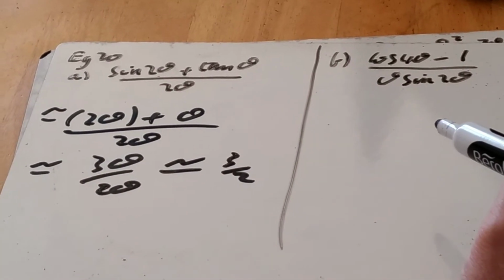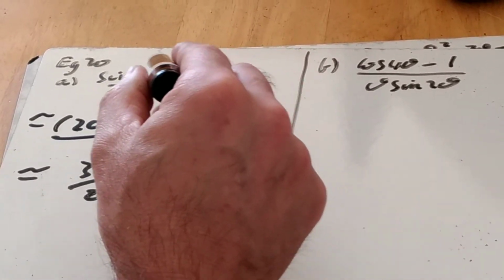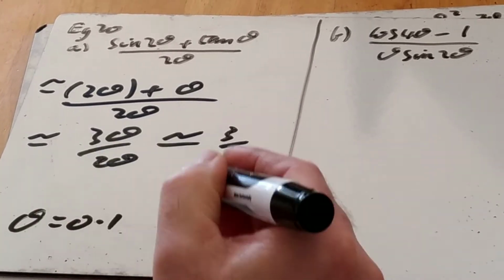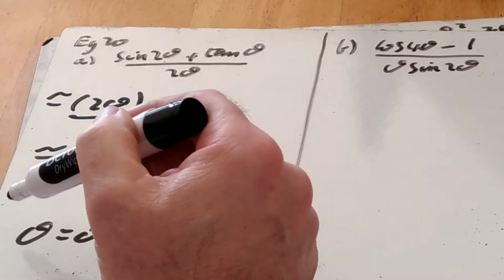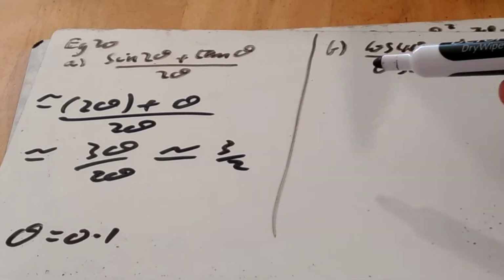If you have time at the end of an examination, you could always stick a small value in for theta, like 0.1. That is always a good one to try, and then you can quickly work out what sine of it is, tan of it is, and divide by that, and you should get an answer roughly like that.